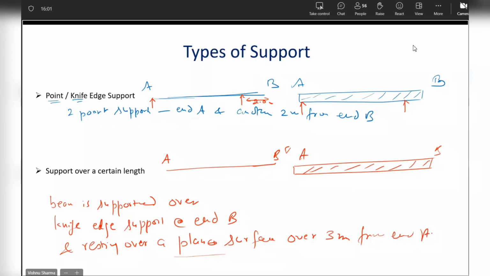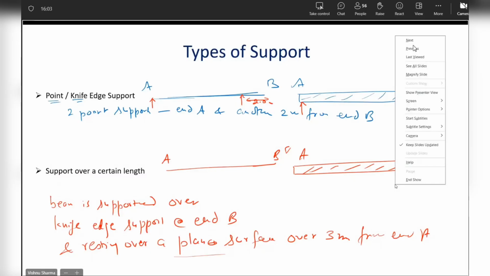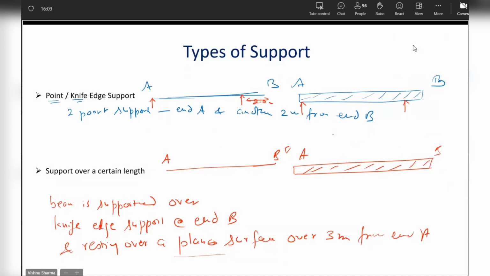What does it mean? That means at end B, I have a knife edge as support. At end A, I have some part of it resting. So in this case, the knife edge support would be like this. Then resting over 3 meters. So that means now it is resting over a support for 3 meters of length. Here it will be something like this.